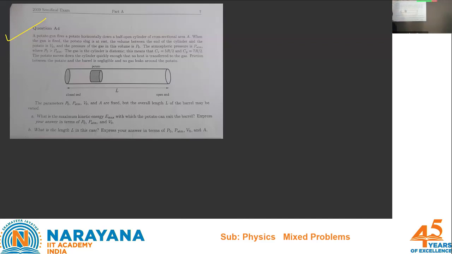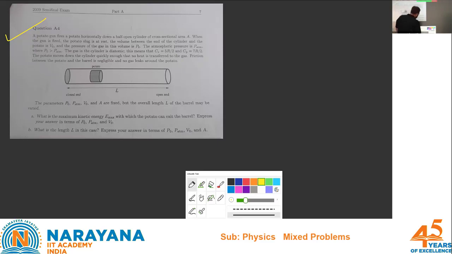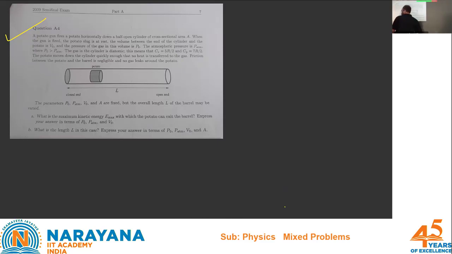A potato gun fires. So है क्या इसमें? This cylinder is given, which is closed at one end, open at the other, and there is this potato somewhere inside the cylinder. The cross-sectional area of the cylinder is A. When the gun is fired, the potato slug is at rest, and the volume between the end of the cylinder and the potato, that volume here, is given as V0, right?